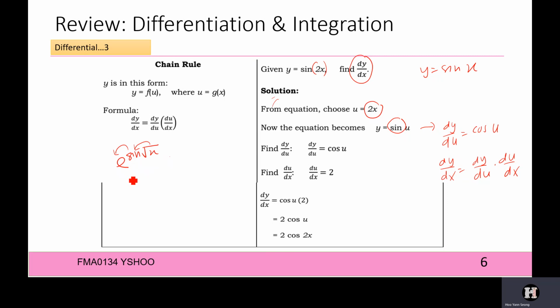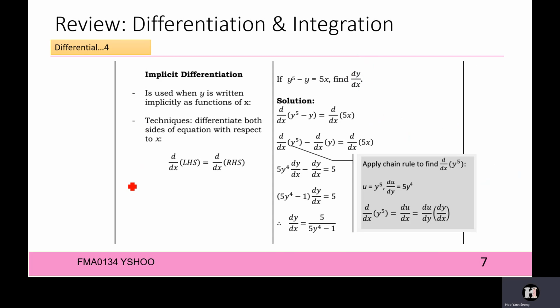Now after that we go to implicit differentiation. Implicit differentiation is a bit different compared to the previous methods. Actually, why does it come with implicit differentiation?